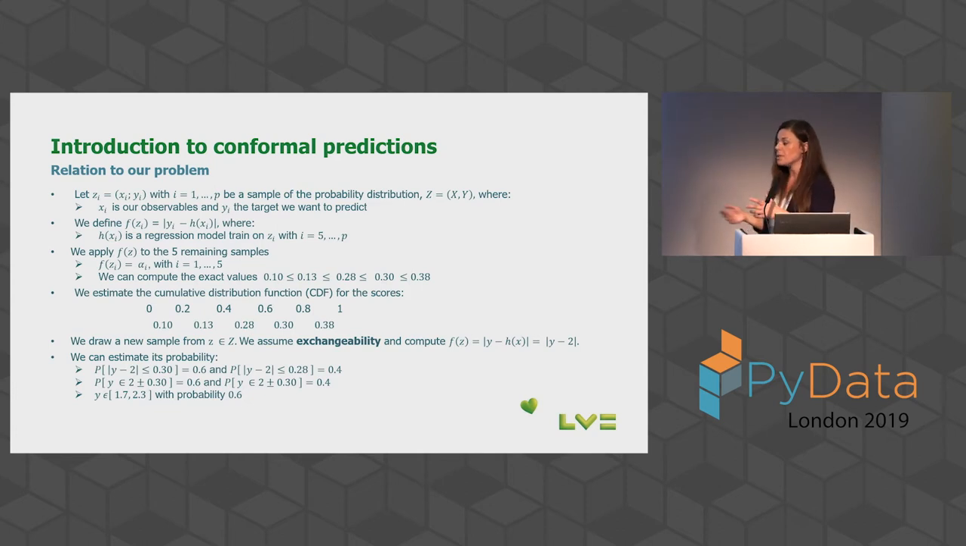If we use the properties of the absolute value, it's really easy to get that the true solution is going to be in between 1.6, 1.7, and 2.3 with probability 0.6. So it's easy to get a confidence interval and it's not very complicated.